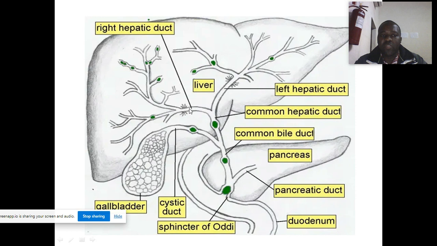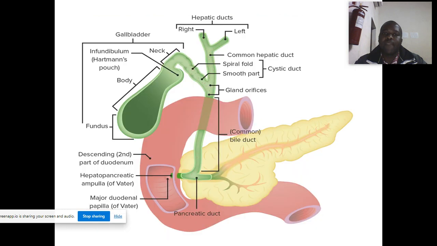Their function is to store or to produce. For example, bile is produced by the liver. It is stored in the gallbladder. It is transported through the cystic ducts. That is called the biliary system. This is the same structure. I'm showing you these two diagrams so that you should be able to draw this from memory. Very important.